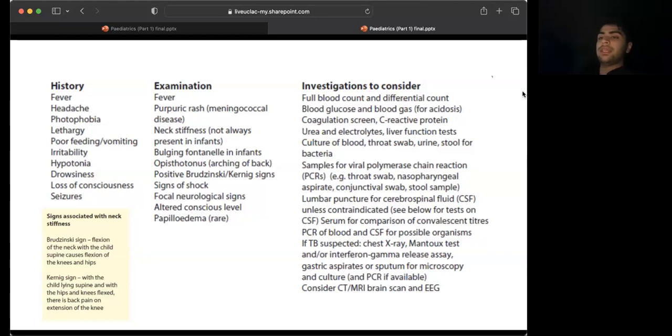CRP, U&Es, LFTs, blood culture, throat swab, and then you take samples. So you do a lumbar puncture as well, unless it's contraindicated, which we'll go on to talk a bit more about, the other contraindications for LP. And if it's TB, which is quite rare generally, but especially in children, you could do a chest X-ray, an IGRA or Mantoux test. And yes, you'd consider a CT or an MRI brain scan, especially if you're suspecting an encephalitis as well as a meningitis. So we'll go on to the next slide.